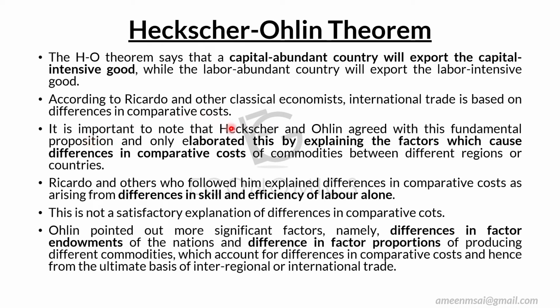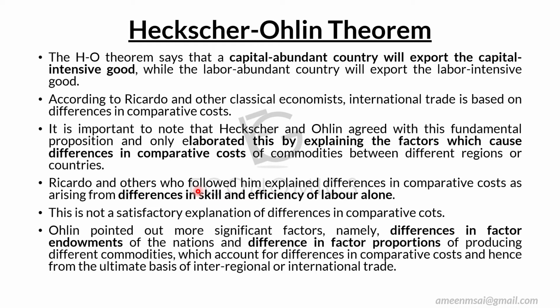It is important to note that Heckscher and Ohlin agreed with these fundamental propositions and only elaborated on this by explaining the factors which cause differences in comparative cost. So Heckscher and Ohlin did not contradict Ricardo's theory, but they elaborated his theory by explaining the reason for differences in comparative cost. Ricardo and others who followed him explained differences in comparative cost as arising from differences in skill and efficiency of labor alone.